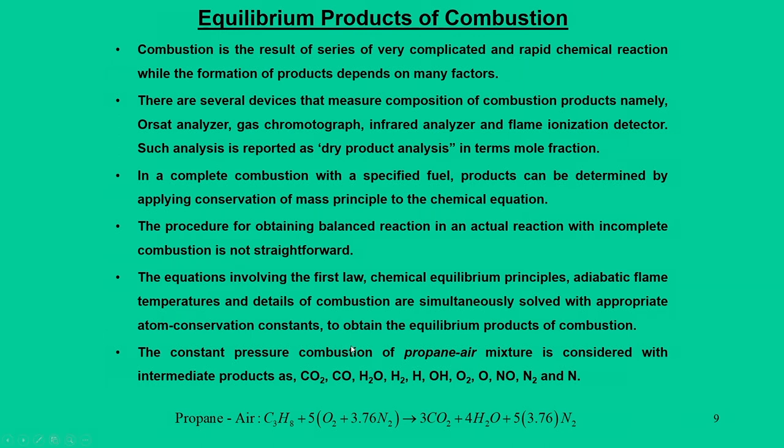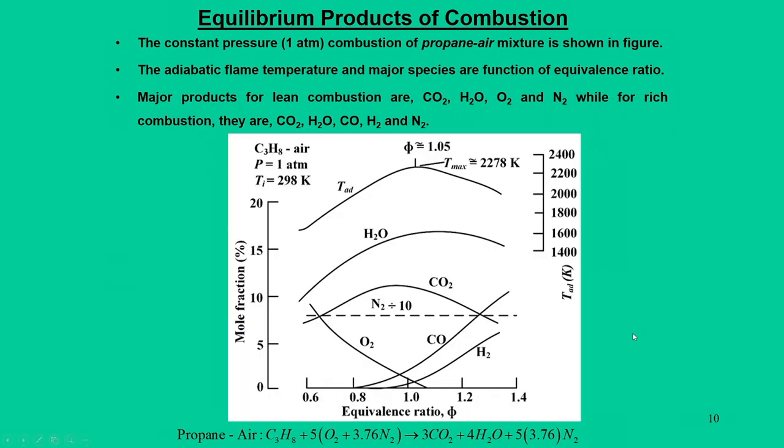To have a complete understanding of the equilibrium products of combustion, let us take an example, a propane-air mixture. Propane is C3H8 and it mixes with air, and at the stoichiometric situation we get CO2 plus H2O and the nitrogen remains as it is. But this is the equilibrium composition, and not necessarily will this composition always come into the picture. We may have other components like CO2, CO, H2O, H, H2, OH, O, O2, NO, N2 and N, so many species. Now, under what circumstances will these species come into the picture? Let us understand here.